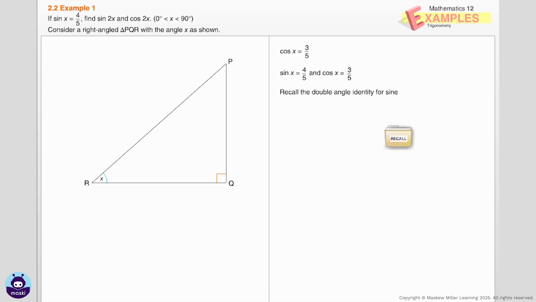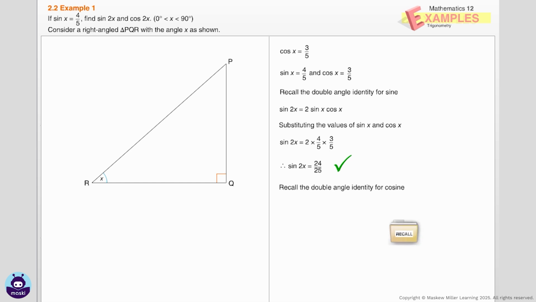Recall the double angle identity for sine. Substituting the values of sin x and cos x, sin 2x equals 2 times 4 over 5 times 3 over 5. Therefore, sin 2x equals 24 over 25.